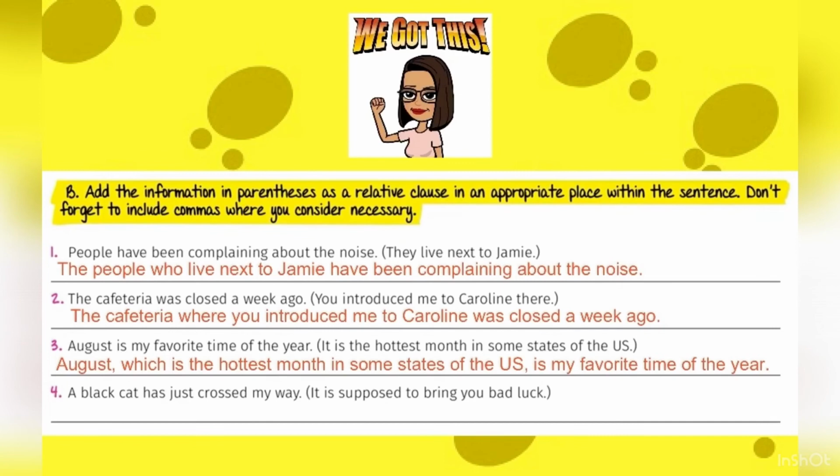The answer for number 3 is August, which is the hottest month in some states of the US. It's my favorite time of the year. We use which because we're talking about a thing or a place. Number 4, a black cat, which is supposed to bring you bad luck, has just crossed my way. Which, because we're talking about an animal.